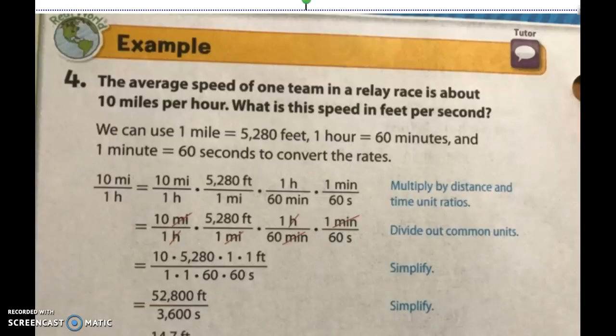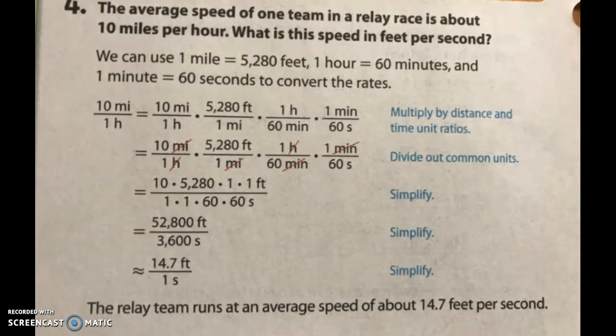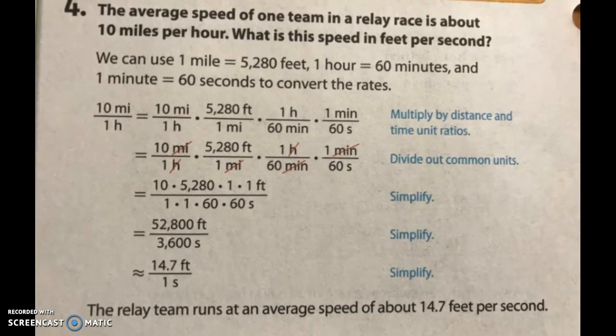All right. Last example here is the average speed of one team in a relay race is about 10 miles per hour. What is the speed in feet per second? So again, lots of conversions here. But if you just keep them straight and don't get confused, just keep multiplying by 1 until you get the right unit. Okay? We started off with 10 miles for 1 hour. That was given to us, 10 miles per hour. That's what we start with.